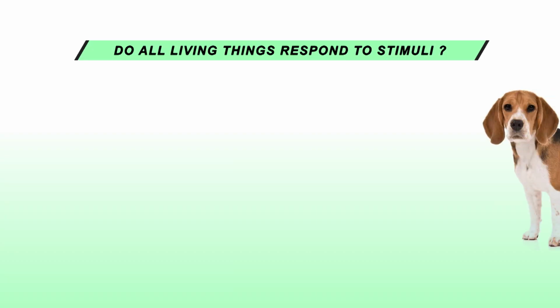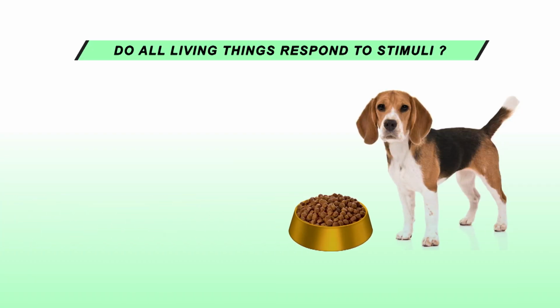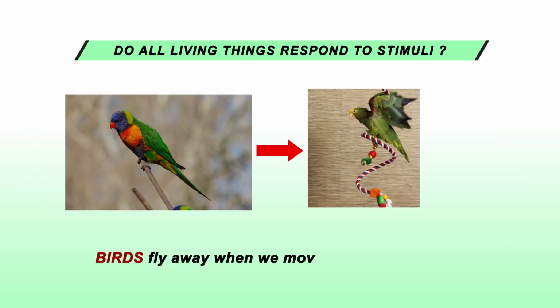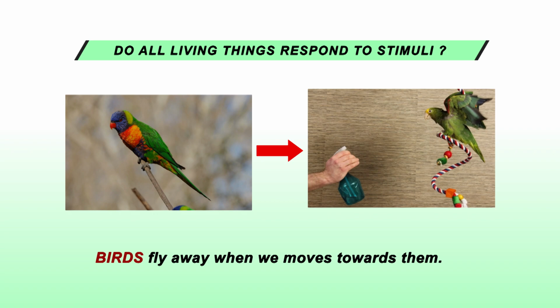You must have seen what happens when food is served to animals. They suddenly become active on seeing the food. Birds fly away when we move towards them. During the night, if bright light is flashed towards wild animals, they run away.